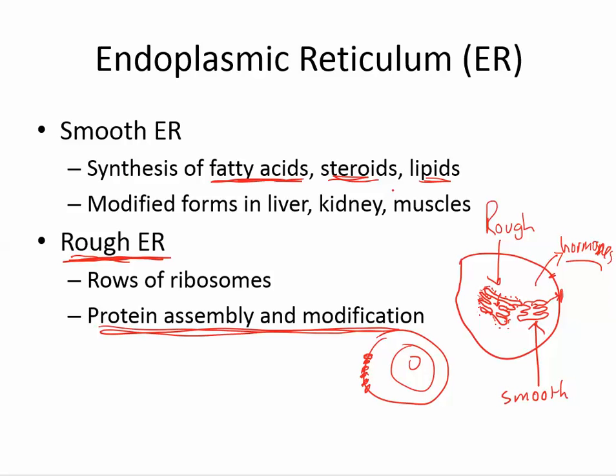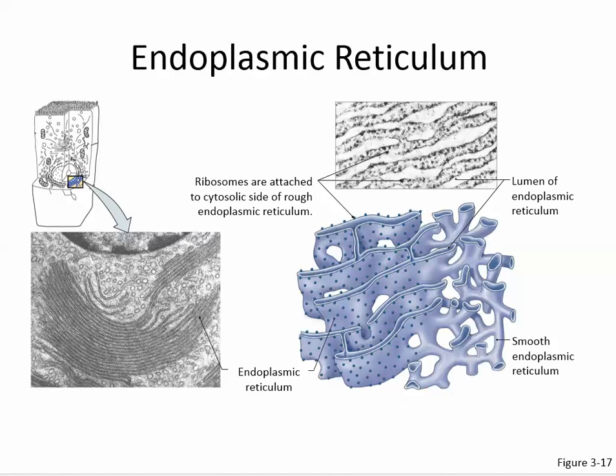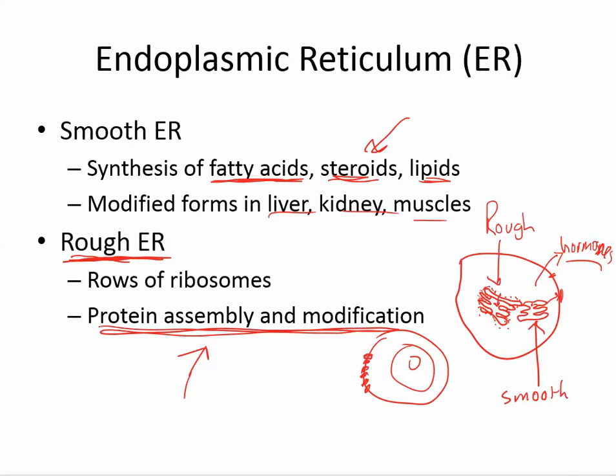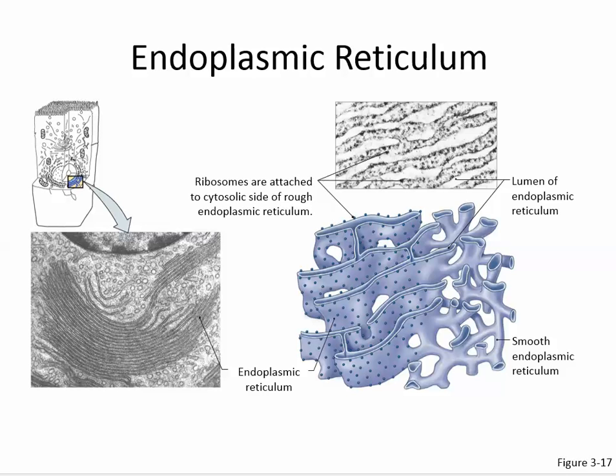Smooth ER: synthesis of fatty acids, steroids, lipids, modified forms in the liver, kidney, and the muscle. But this is really the function that you need to keep separate, okay? Is the rough ER versus the smooth ER. And hopefully that'll make more sense when we start talking about protein synthesis.